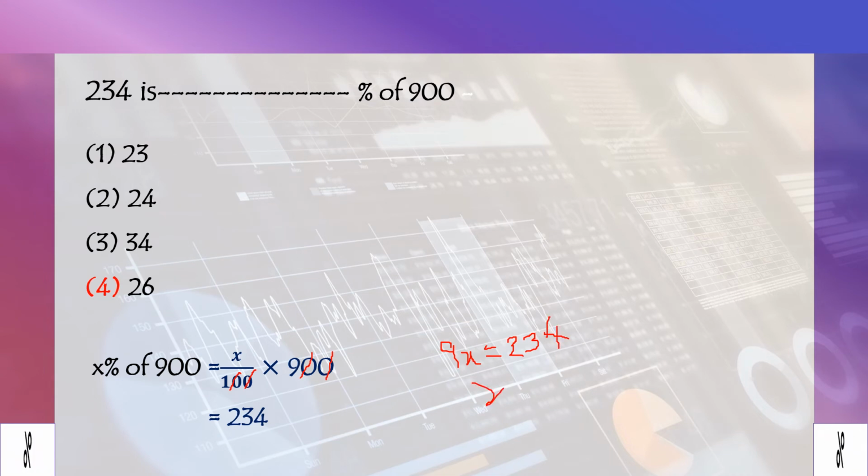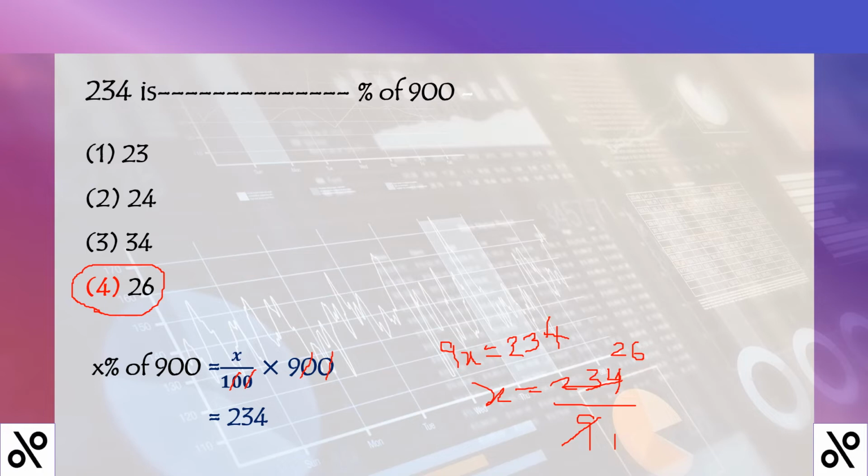Okay, so x is equal to 234 divided by 9. When you divide 234 by 9, you will get 26 as the answer. Okay, what will you get? 26 as the answer. So alternative number 4 is the correct option. Okay, so this is how you solve the sums when the percentage is asked.